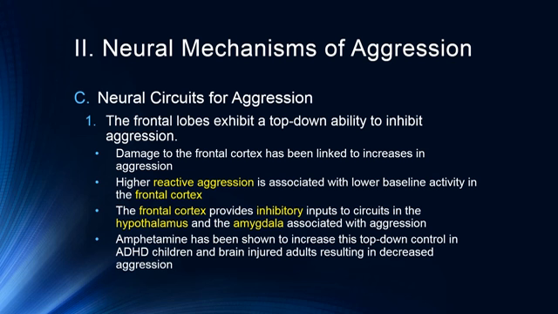One of the interesting things about this is D-amphetamine, which is Adderall, has been shown to increase this kind of top-down control in ADHD, conduct disorder children, and brain-injured adults, and this results in decreased aggression. The amphetamine is increasing activity in the frontal cortex and exerting a greater top-down control. And this is one of the reasons why Ritalin and Adderall are able to correct ADD and ADHD in children and reduce this kind of aggression in brain-injured adults by increasing this kind of top-down control.